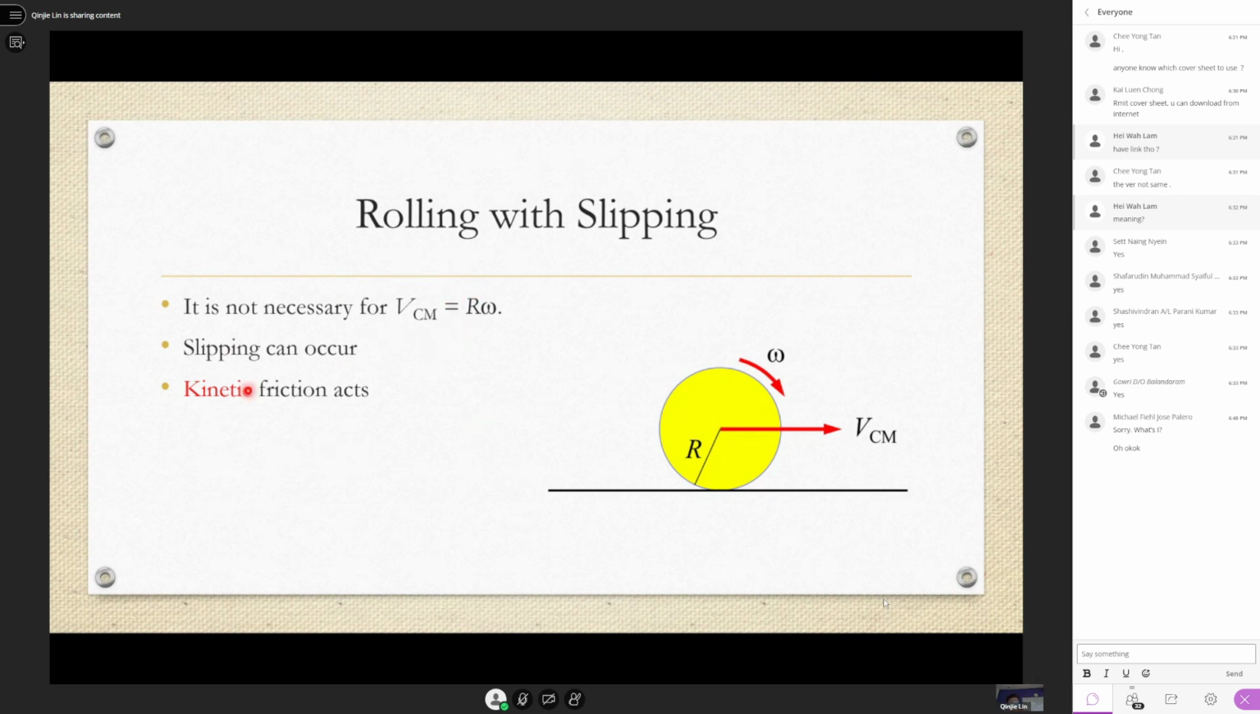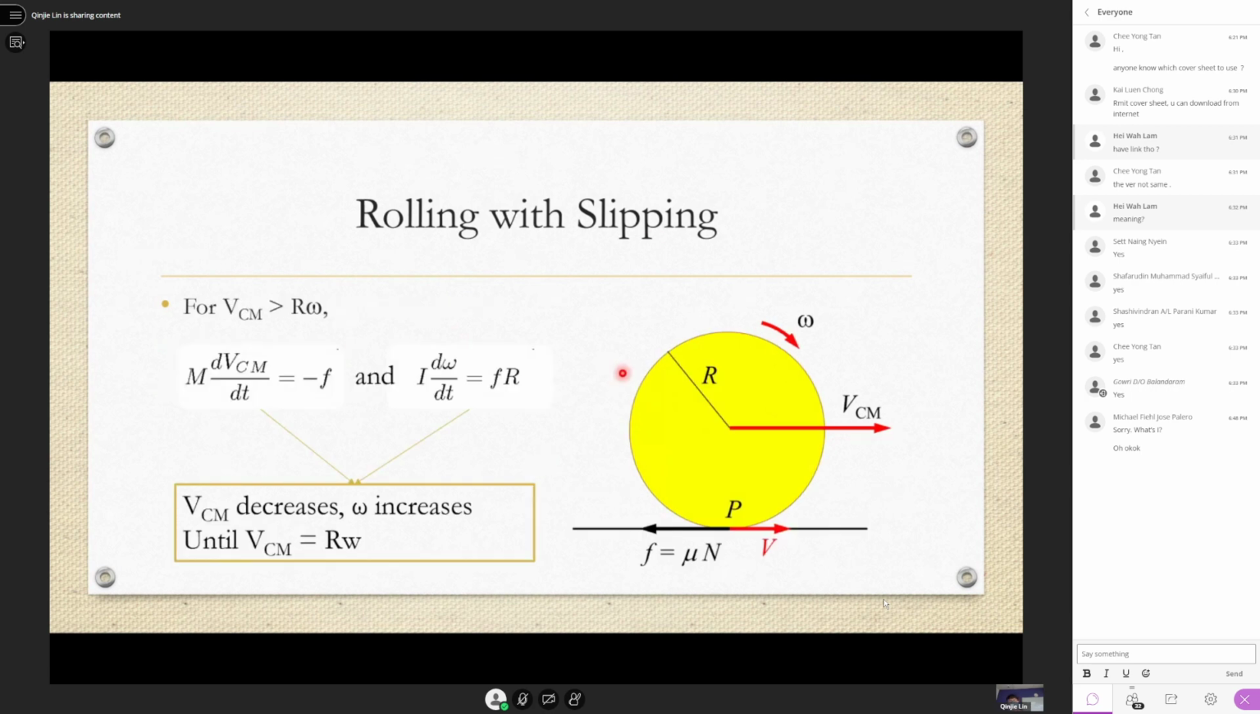There will be kinetic friction acting on this object. We can imagine the sliding part is like a box sliding across a surface. When that happens, it's not static friction anymore. It's kinetic friction that is taking away the energy, because it is already in sliding motion.